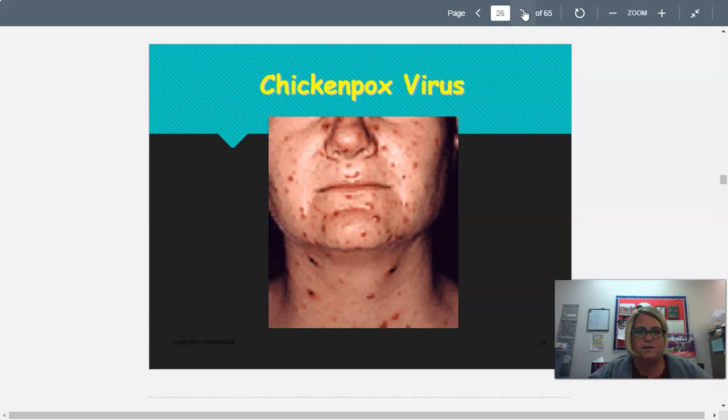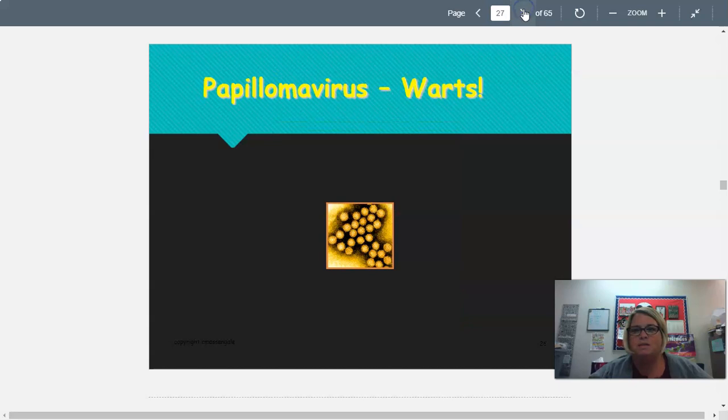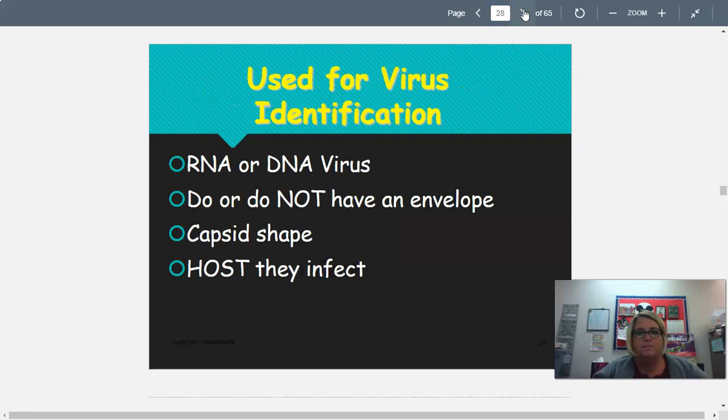Chickenpox. If you haven't had the chickenpox as a kid, you will get it as an adult, FYI. So that breaks you out in these little very, very itchy red bumps. Okay, the papillomavirus, aka warts. Okay, that's what it looks like under the microscope.